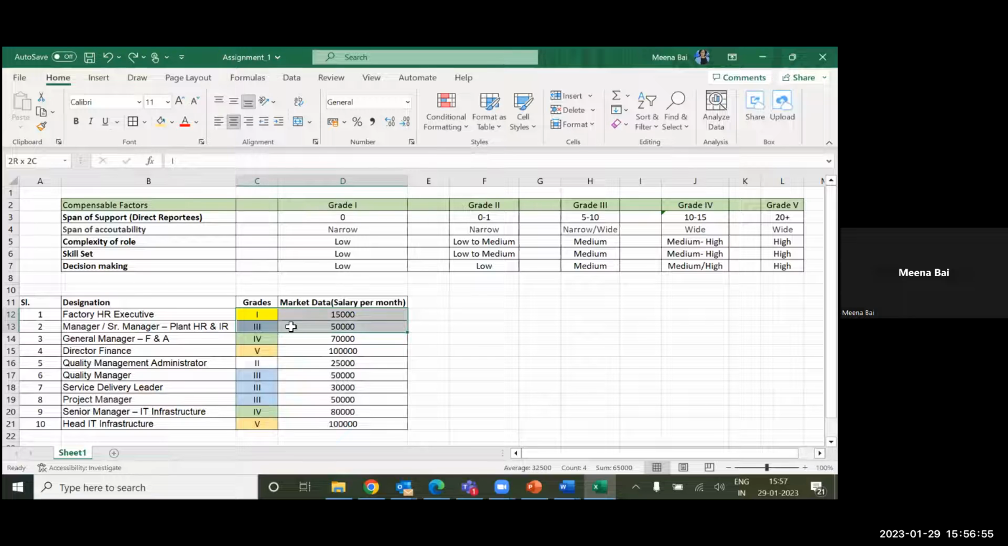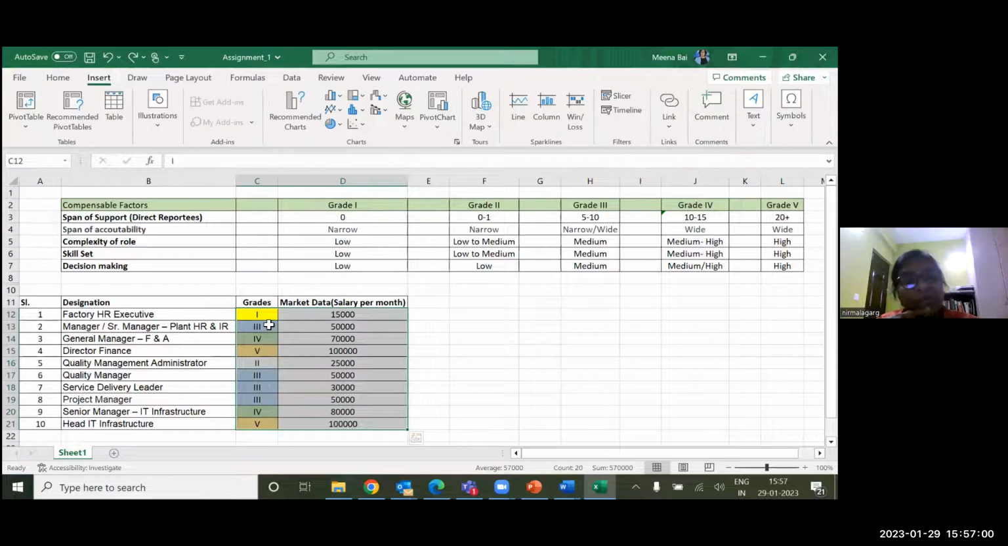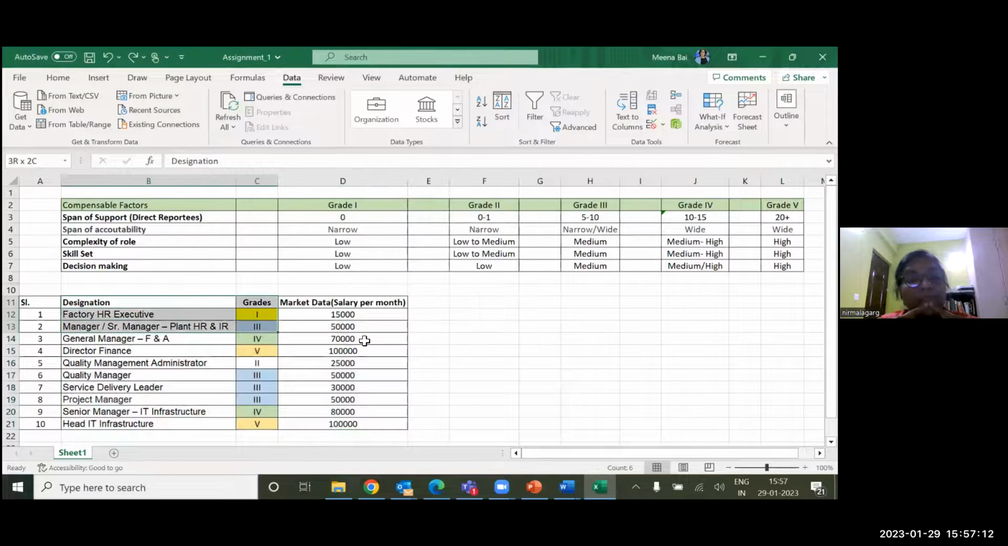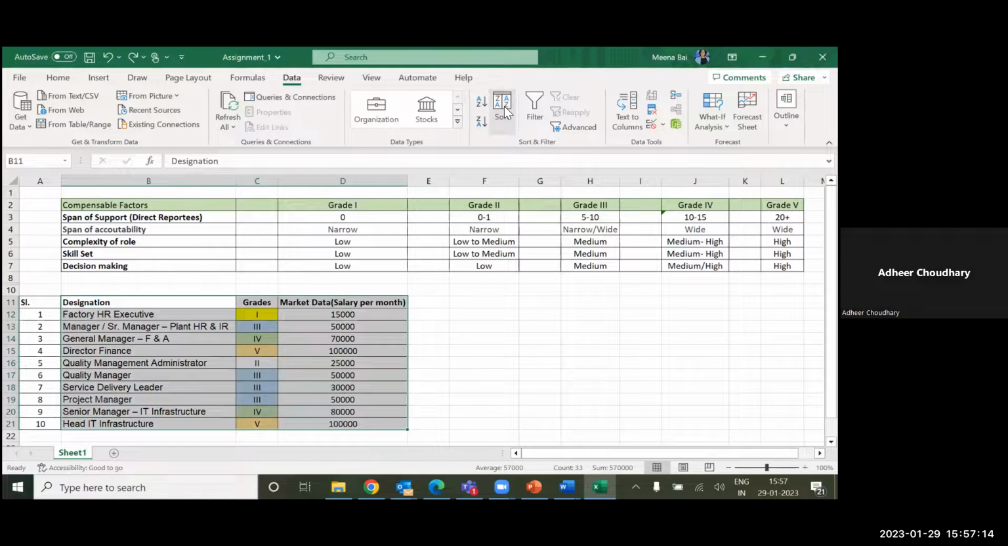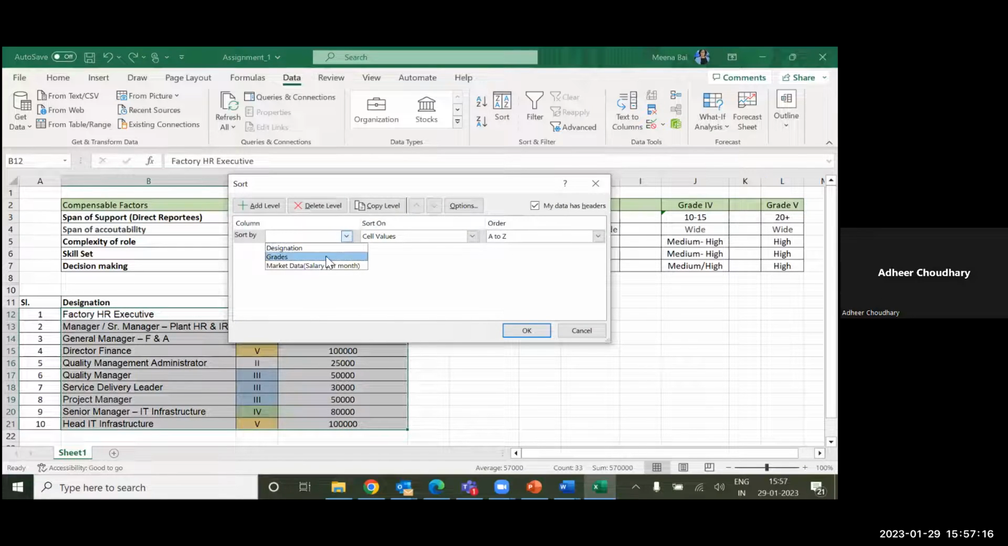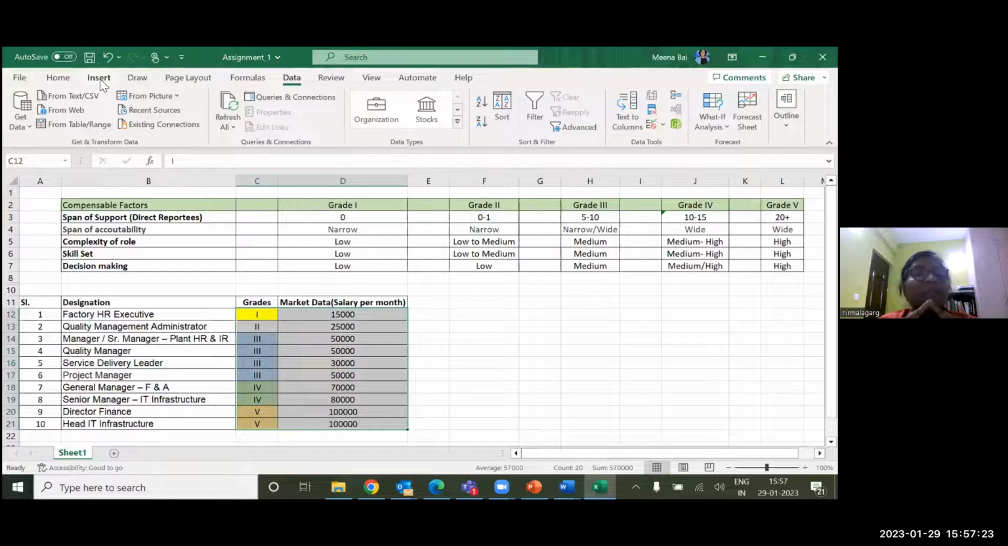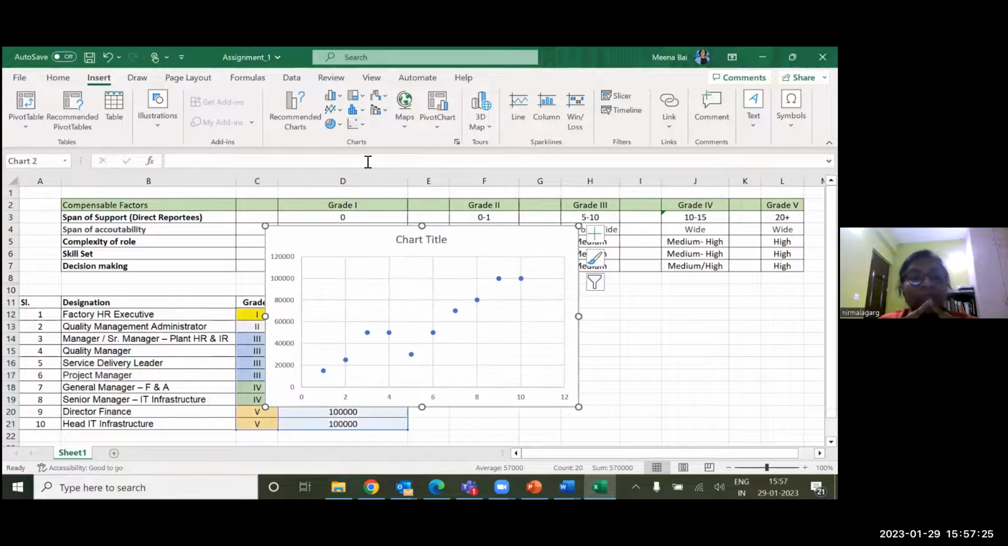Can you first of all organize your grades? Sort by grade. Done. 1, 2, 3, 4. Great. Now select data, insert, go to the first one.